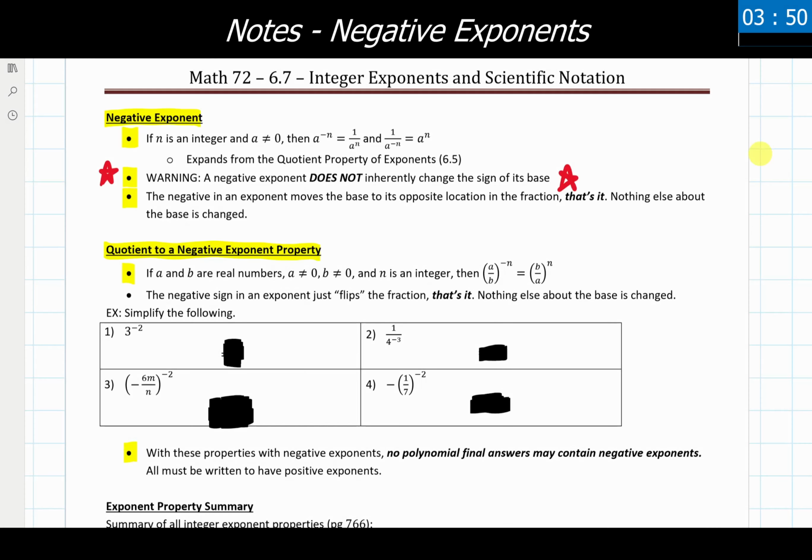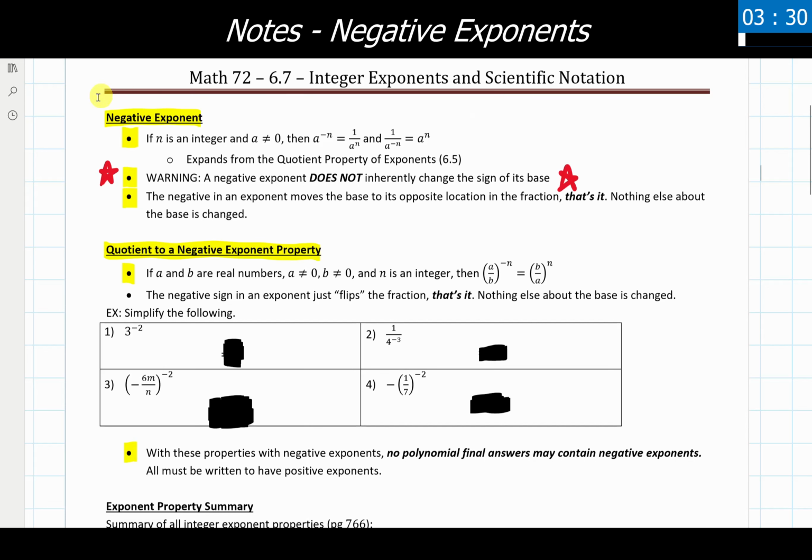In this video, we are going to cover integer exponents, specifically working with negative exponents, and also scientific notation, because that tends to be where we see negative exponents showing up fairly frequently. So kind of two halves of this video here for today.